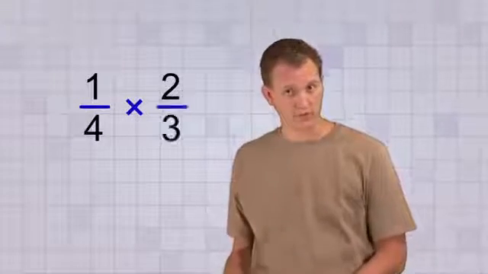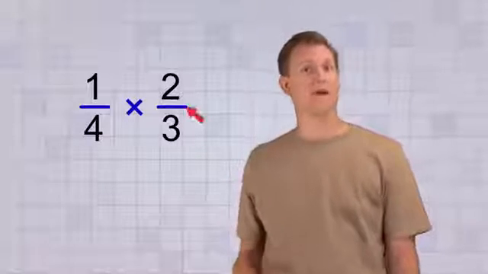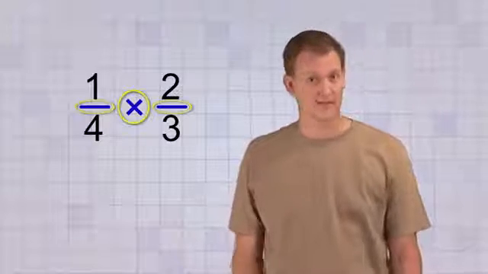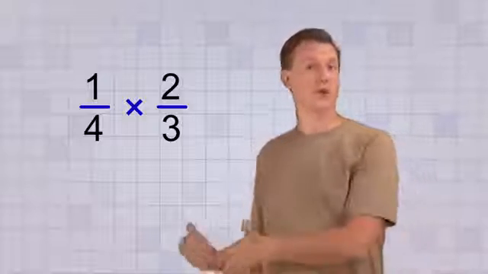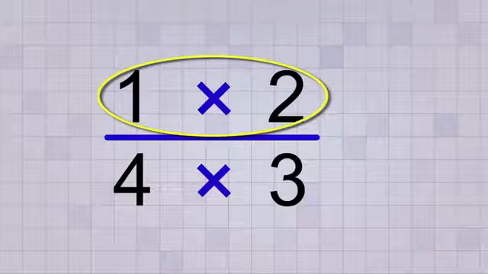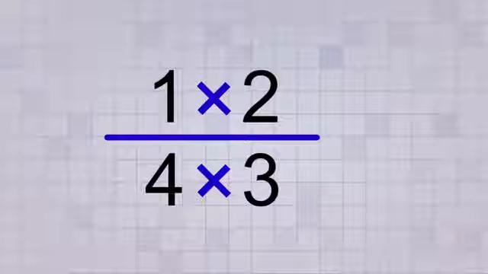Now, since fractions are division, that means if I have the problem 1/4 times 2/3, it's the same as the problem 1 divided by 4 times 2 divided by 3. That means I have both multiplication and division in the same problem. And because they get along so well, that means I can just rearrange our problem to look like this. Now it looks like two multiplication problems that are being divided, and it looks just like a fraction.